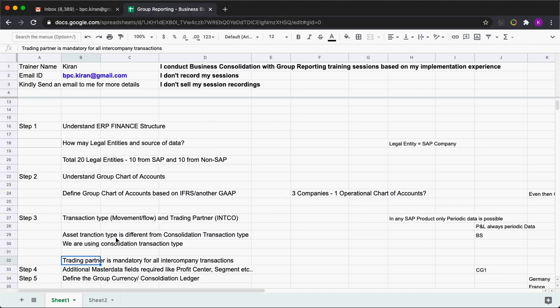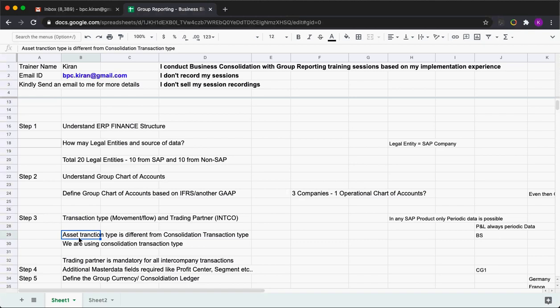Other than that, any other transaction types maintained by the customer, you just include those transaction types, and mention what consolidation transaction type you want to map when moving from ACDOCA to ACDOCU table. Transaction type is also mandatory for a legal consolidation project, because when the customer wants cash flow, the cash flow happens based on the transaction type movements in the balance sheet.